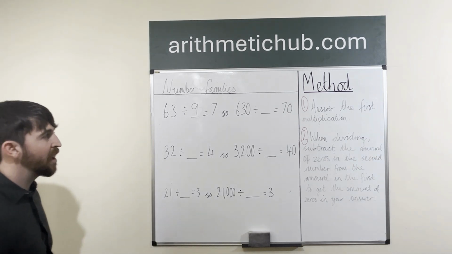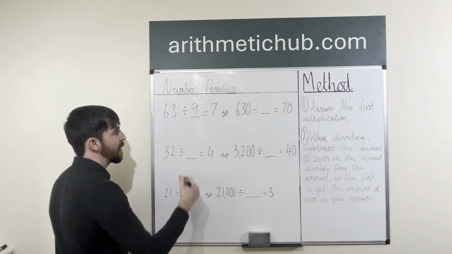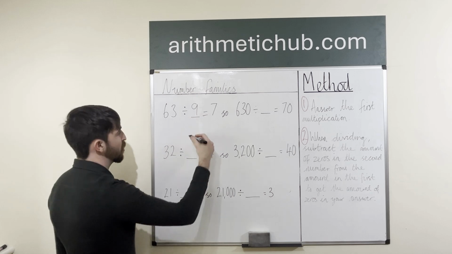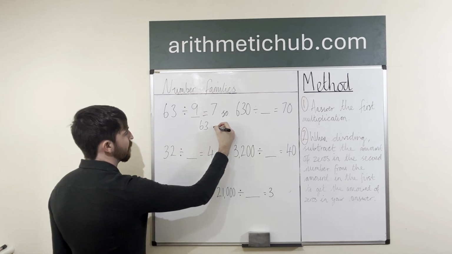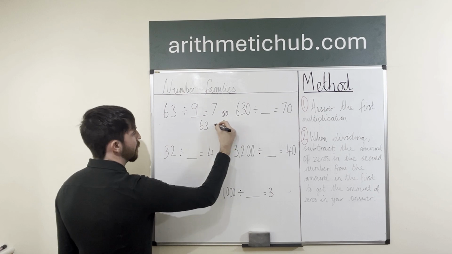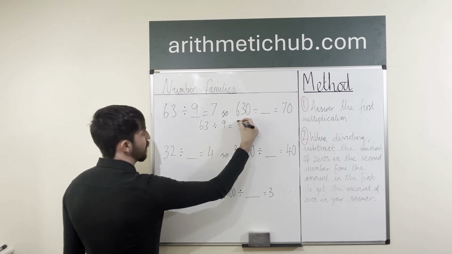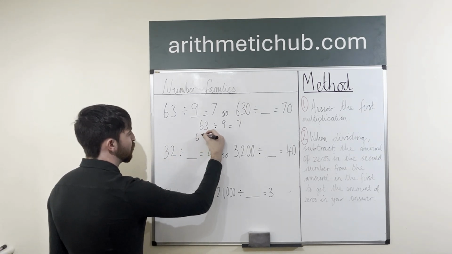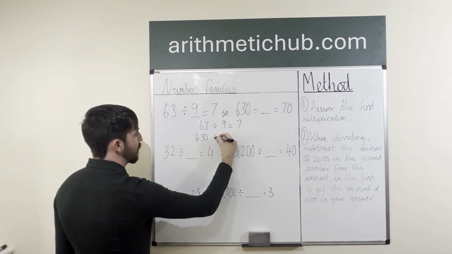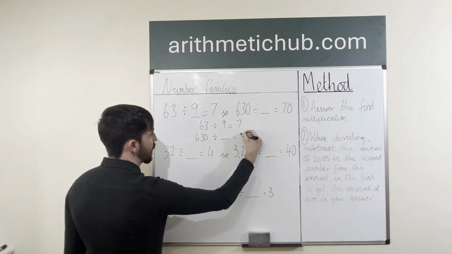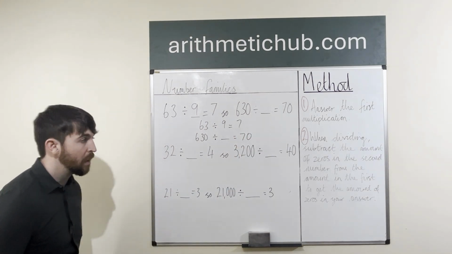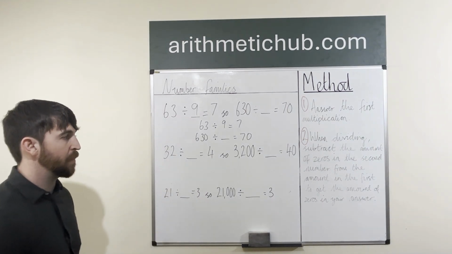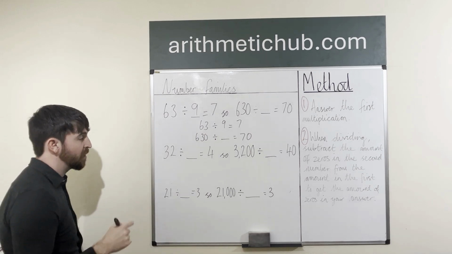So 630 divided by something is going to give me 70. Similar to how we did it when we were doing the multiplication version of this, I'm going to write 63 divided by 9 is going to give me 7. And then underneath it, I'm going to write 630 divided by something is going to give me 70. Now, when dividing, subtract the amount of zeros in the second number from the amount in the first to get the amount of zeros in your answer.